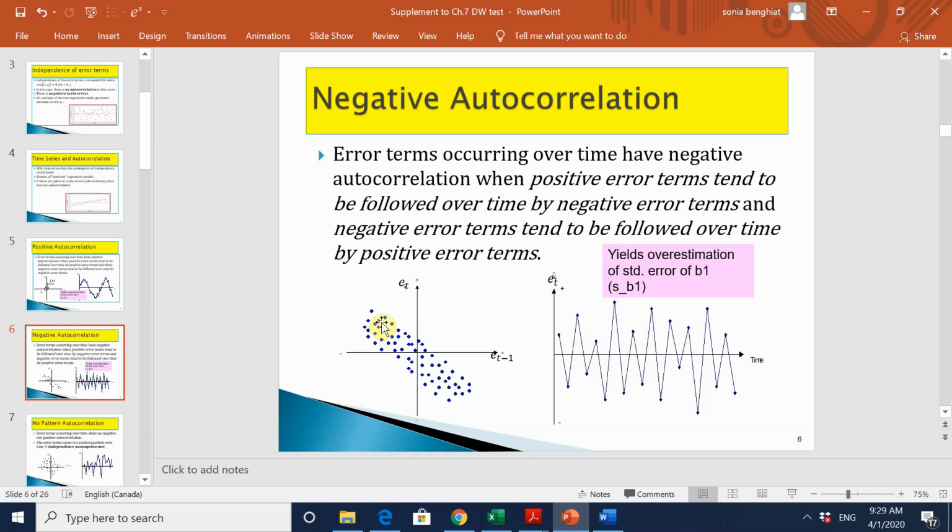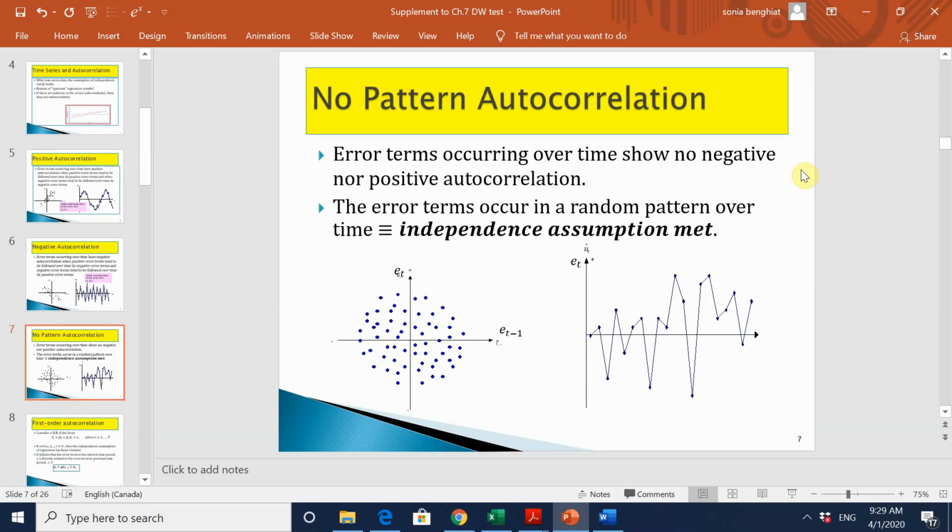Okay, so when we look at the no pattern autocorrelation, well, that is what we are striving for. That is what we want. So we want to find error terms that over time do not show any systematic pattern, really exhibiting randomness over here, and hence a scatter plot should look like this over here of two consecutive error terms being plotted.